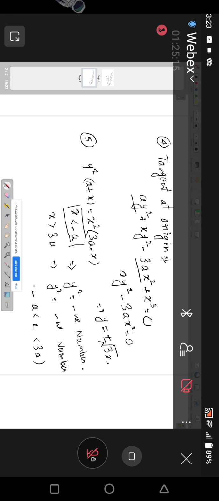Within this region, the curve will get the corresponding values. So this is the fifth point. You have to find the region of the curve. And finally, we are moving on to the asymptote part. Do you know how to find the asymptote?